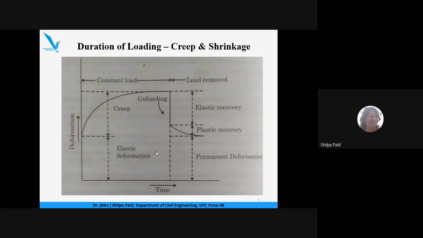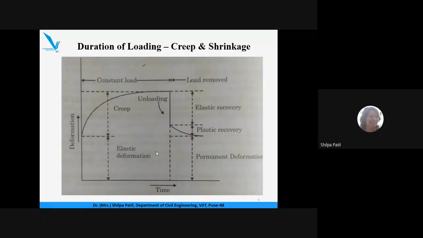Obviously, if you remember the stress strain curve, when we increase the stress, then only the strain will increase, right? If you are not increasing the stress, that means if you are not increasing the load, the deformation will not be there. Whatever deformation was shown earlier by the material should remain constant. But this doesn't happen with concrete. Concrete still shows deformation even after keeping a constant stress, and that deformation is termed as creep.